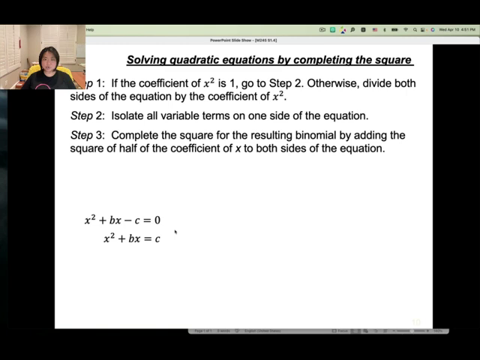Step 3. Complete the square for the resulting binomial by adding the square of half of the coefficient of x to both sides of the equation. So this means you look at the x here. The coefficient of x will be b, right? So we're going to add b over 2 squared to both sides. Whatever b is, you do b over 2 squared. When you add it on the left hand side, you do the same thing on the right hand side.